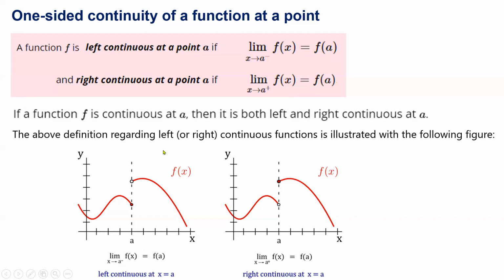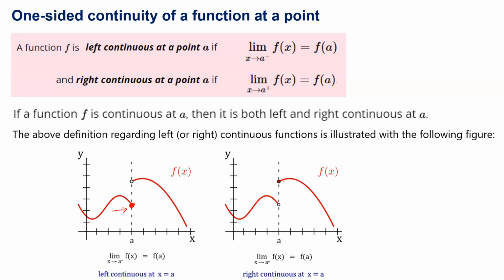The above definition regarding left or right continuous functions is illustrated with the following figure. So for example, let's have a look at the figure on the left. In this figure, at point A, we can see that when x approaches A from the left side, such as from this direction, then we know that the limit of this function as x approaches A from the left side equals the image of this function at this point, which is this point here, right? Therefore, we say this function is left continuous at this point.